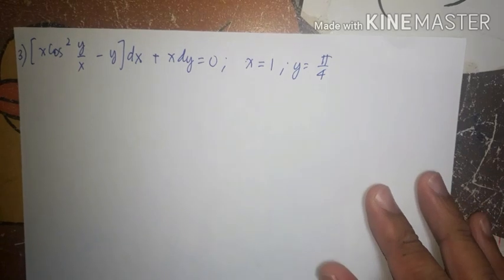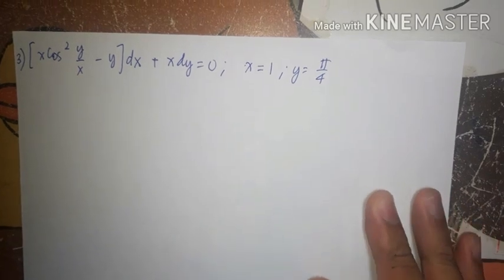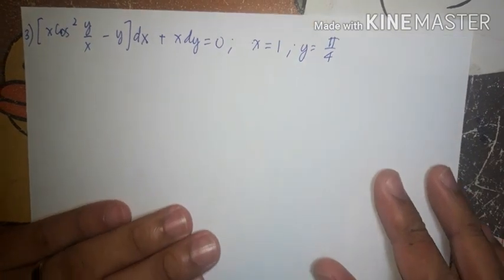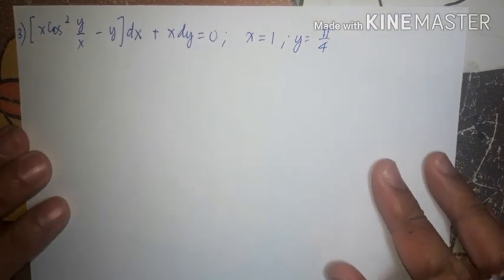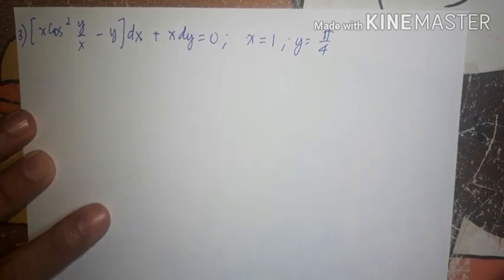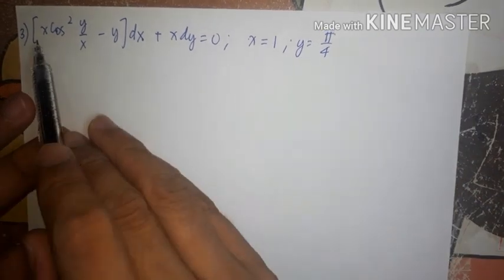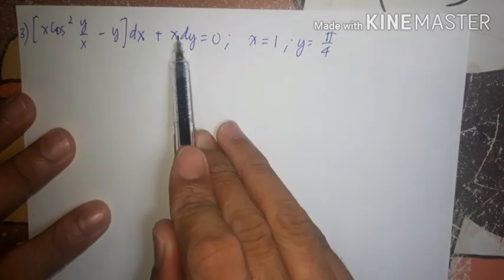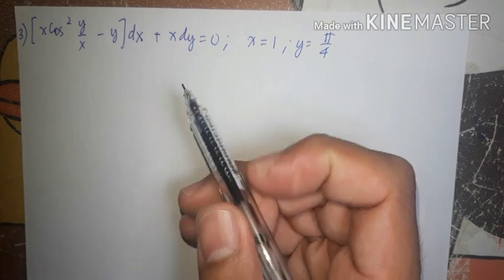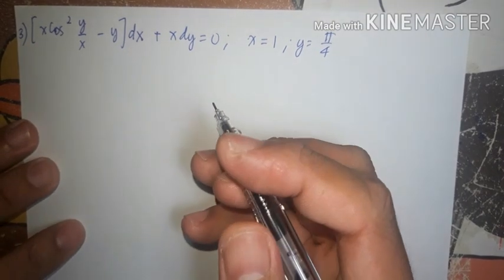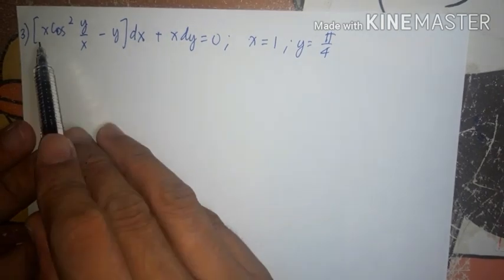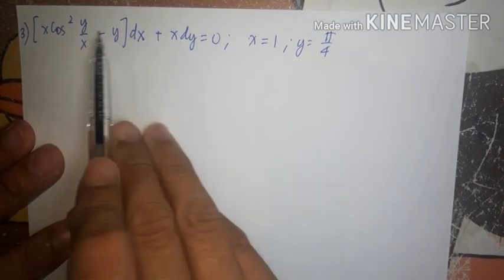Let's have another example. We have x cosine squared y over x minus y dx plus x dy is equal to 0 when x is equal to 1, y is equal to pi over 4. So, this is first degree, this is first degree, this is first degree. First degree divided by first degree is degree 0. So, parang wala lang siya. Parang constant term lang siya when we talk of degree. So, ibig sabihin, this is simply 1, 1, 1.